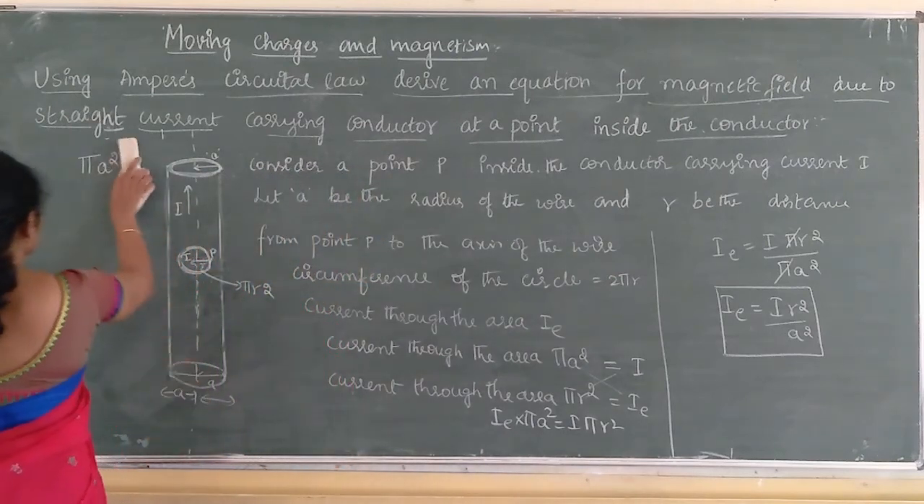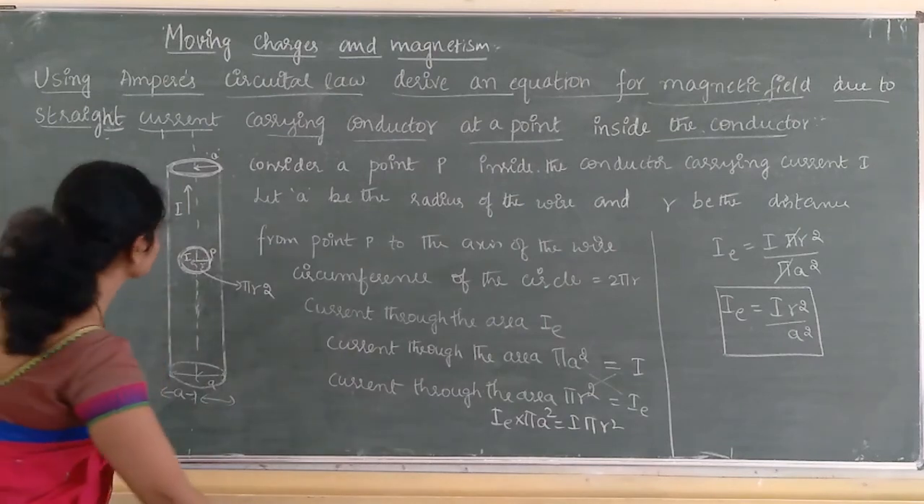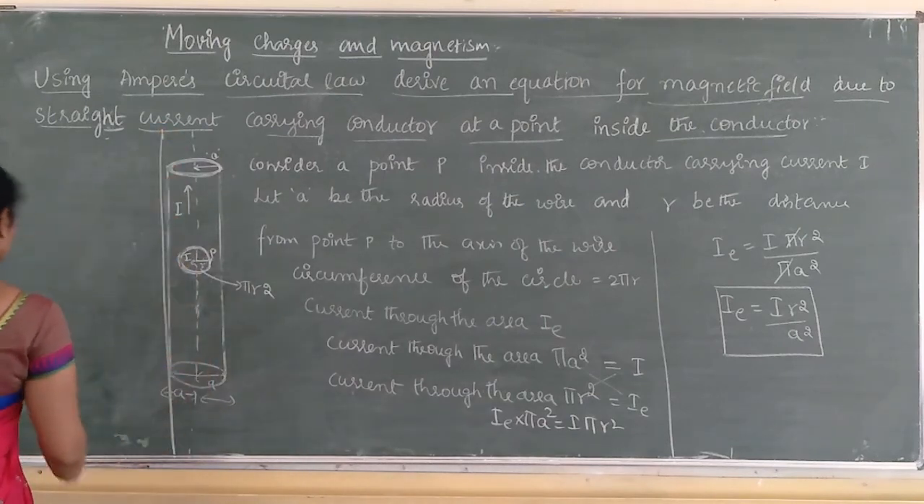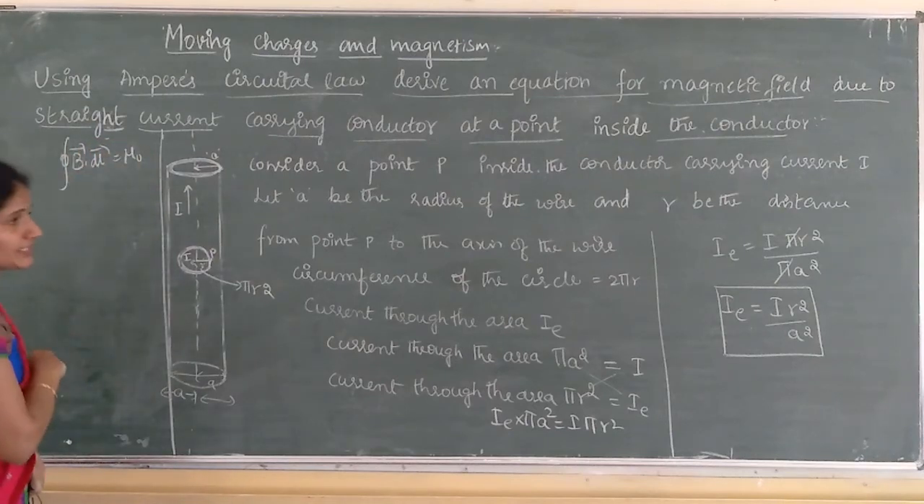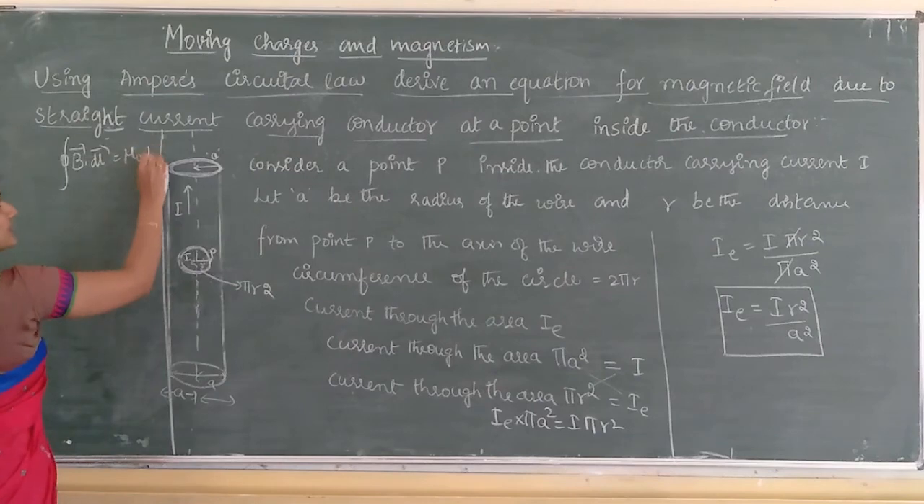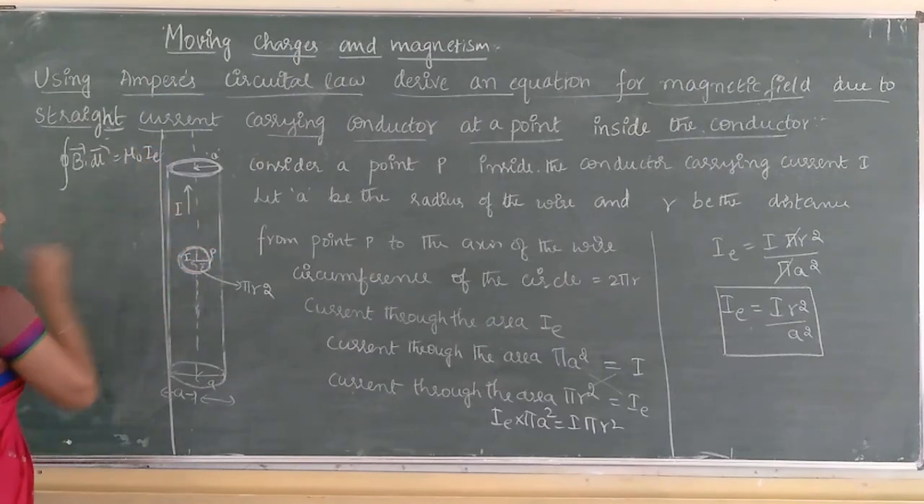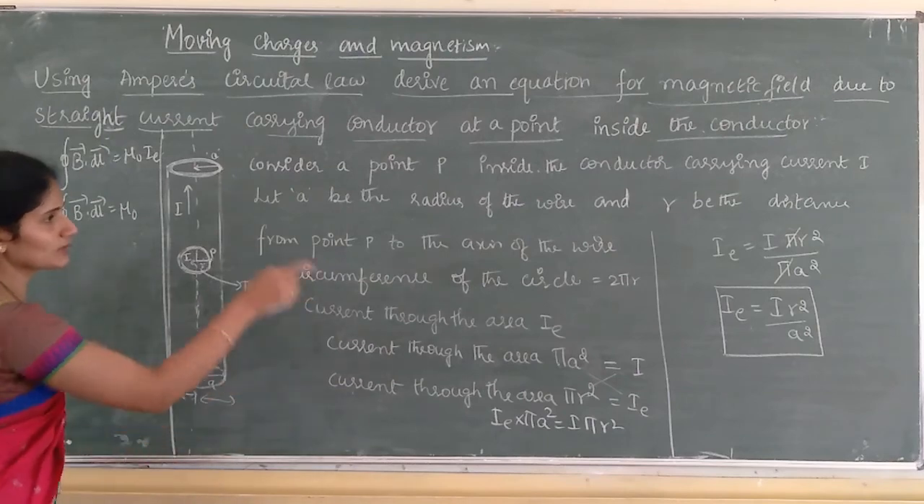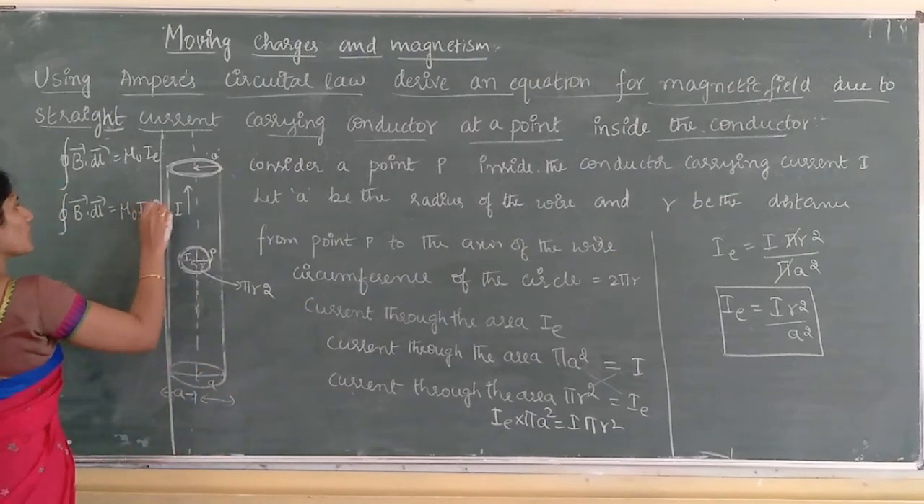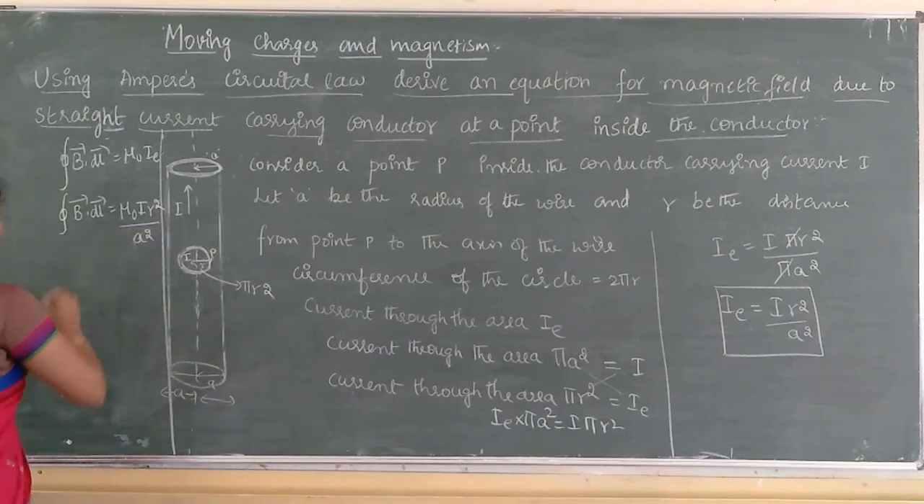Now, according to Ampere's Circuital law, the closed line integral of B dot dl is equal to mu naught into I. Here I is nothing but IE. So, the closed line integral of B dot dl is equal to mu naught into IE, which is I into r square divided by a square.